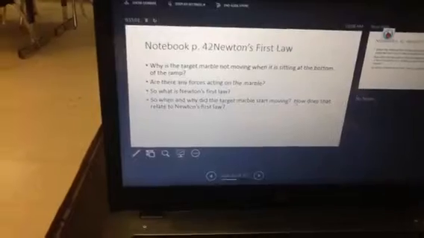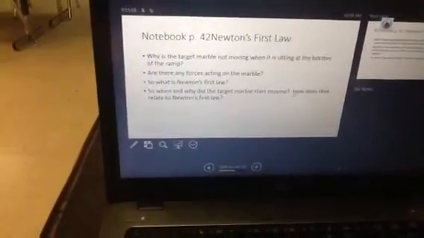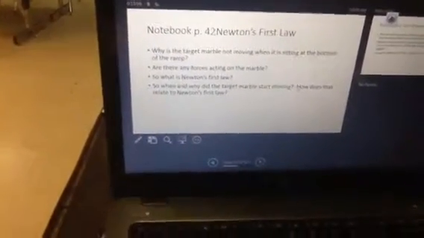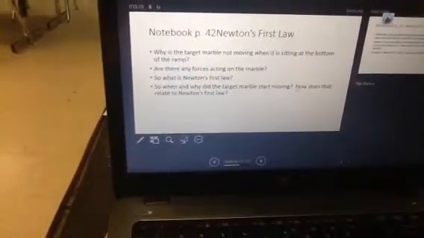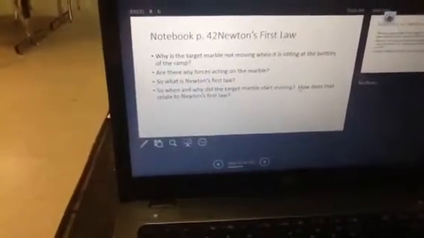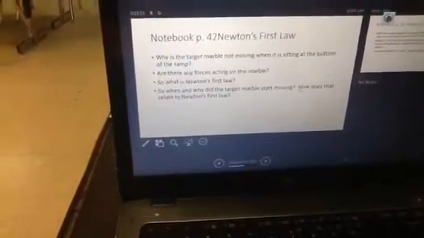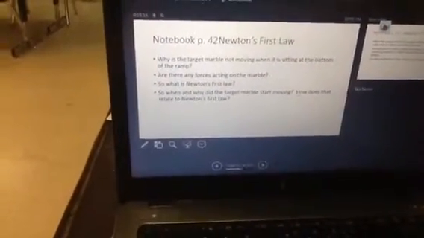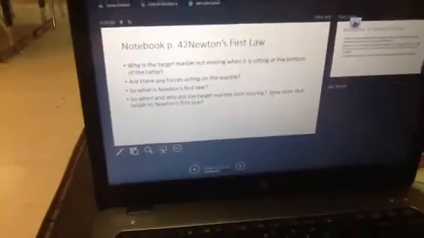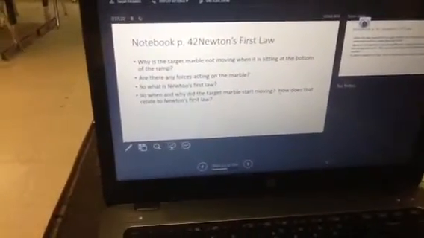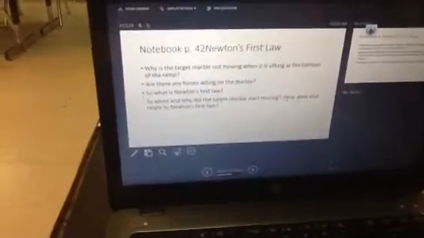Then, if you can look at my computer here, we went to page 42 in our notebook and we had a discussion about Newton's first law, and we wrote down some notes answering these questions. So the target marble isn't moving because of Newton's first law. You might want to write this down, or you should. An object will stay at rest unless a force acts upon it, or it will stay in motion until a force acts upon it. So the marble at the bottom, the target marble, just stays sitting there until when?